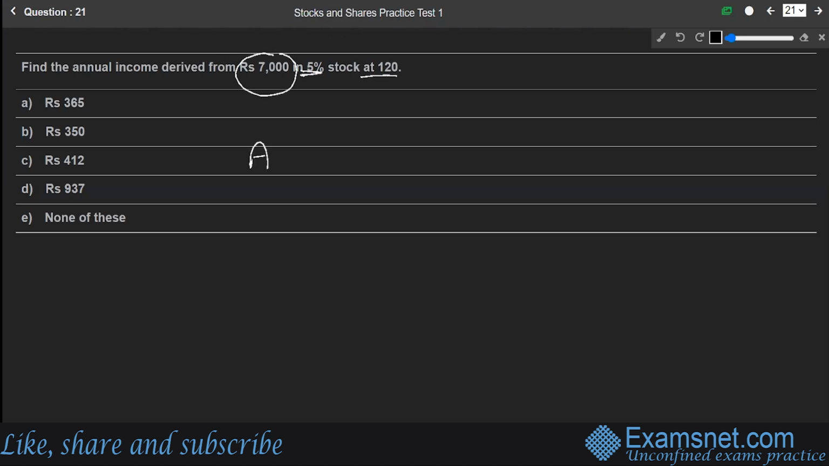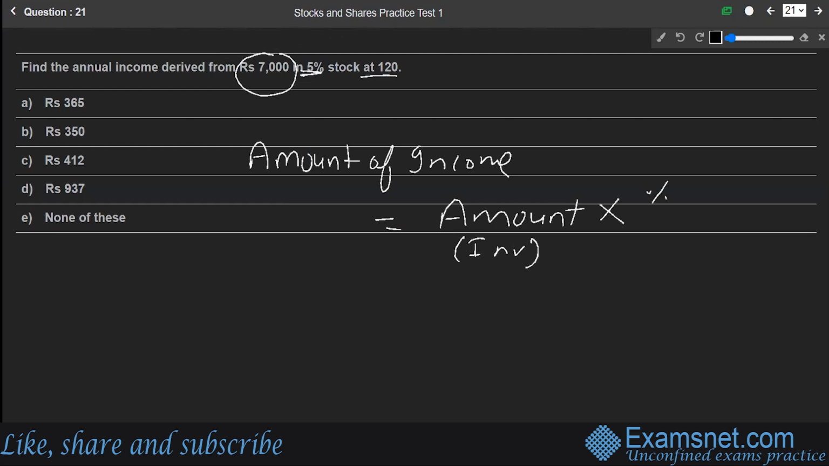So how much is the income? The amount of income can be directly fetched using a formula. What is that? It is nothing but the amount, that is the investment amount, or investment we can write for this, how much is invested, multiplied by the percentage rate of stock or share divided by 100. So rather we are actually finding out the 5% of the investment amount. We can understand it like that also.